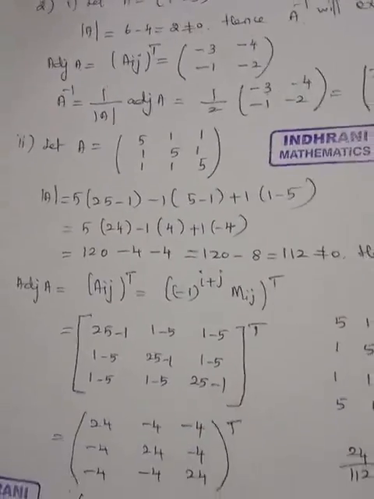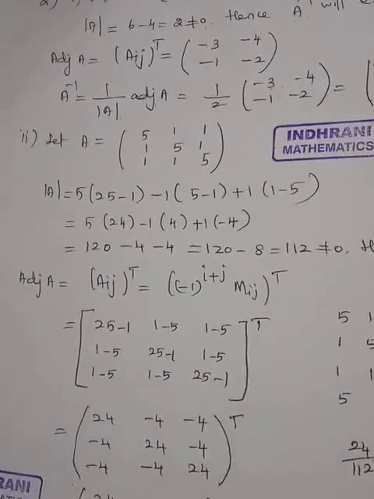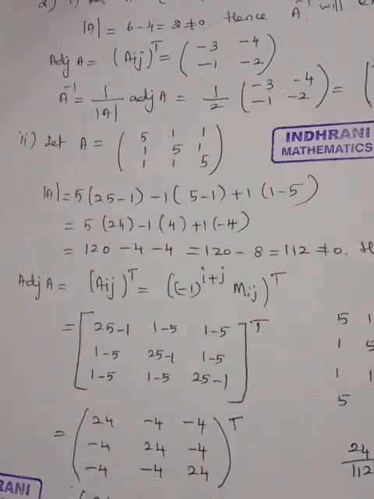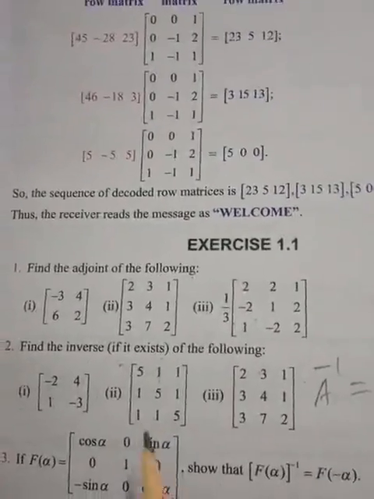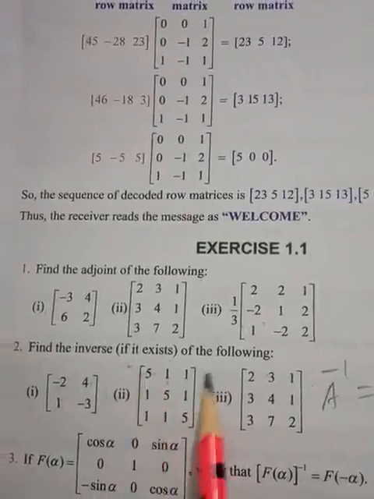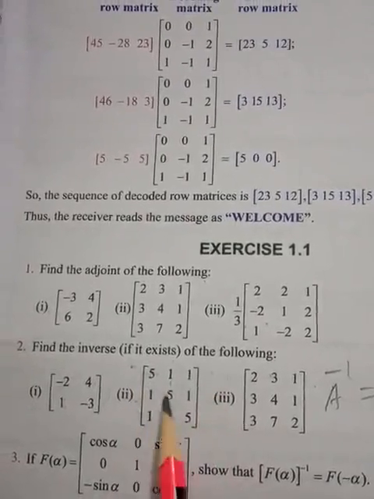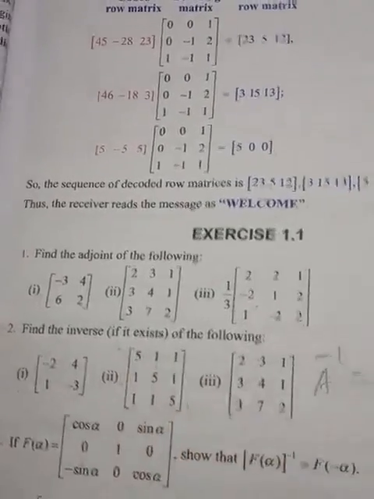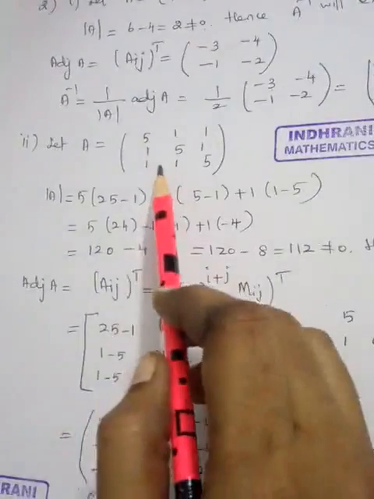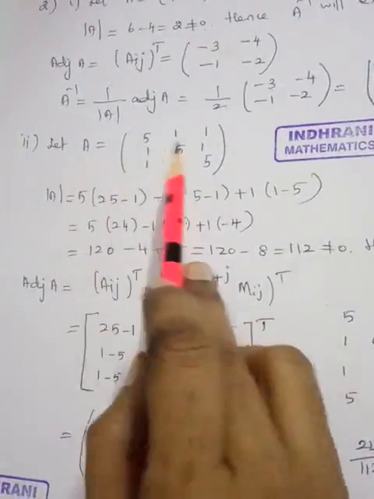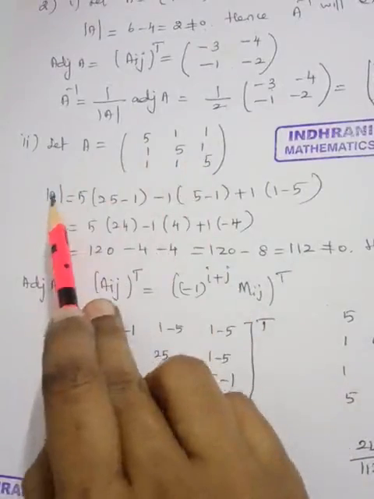Now we are moving to second subdivision. See, that is 3 by 3 matrix. I already told you, second subdivision is nothing but the 3 by 3 matrix: first row elements 5 1 1, second row elements 1 5 1, third row elements 1 1 5. So I am calling this matrix as A. Let A is equal to this one. First you find out determinant A.